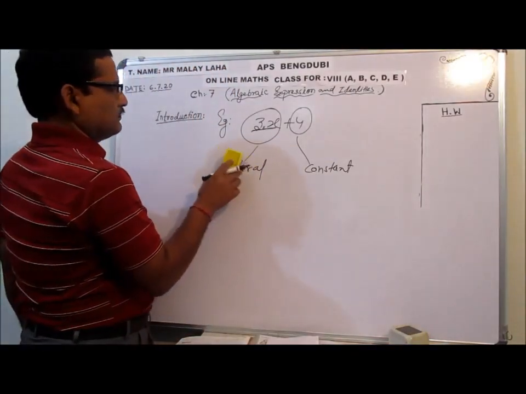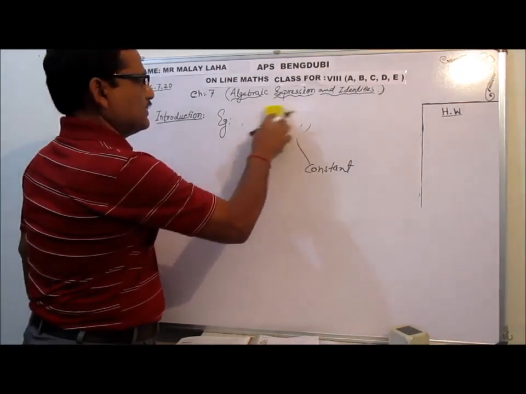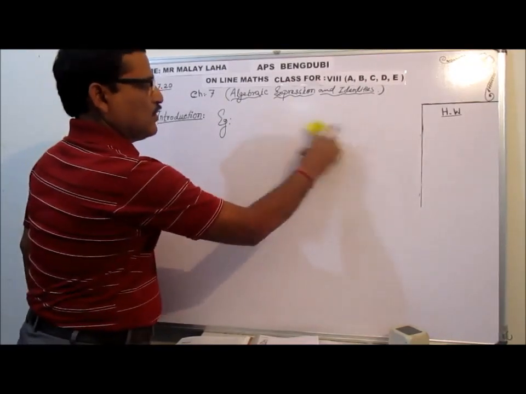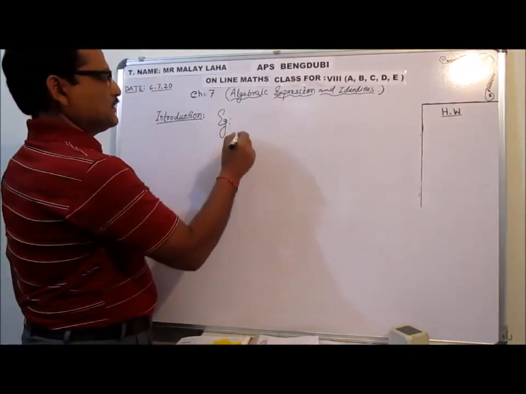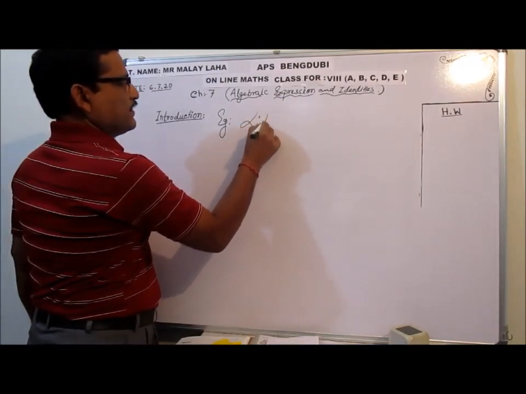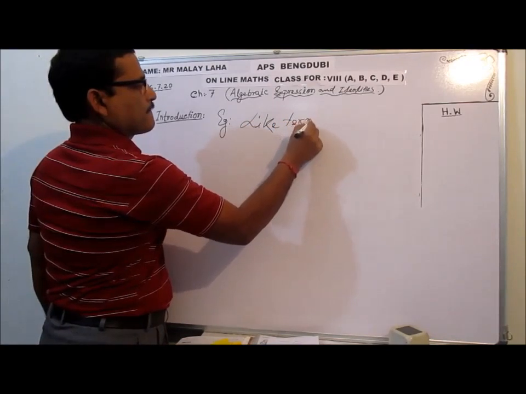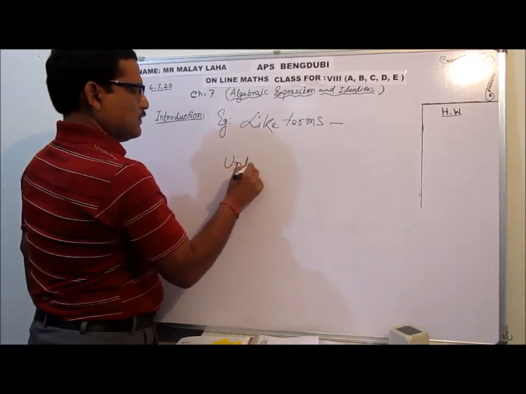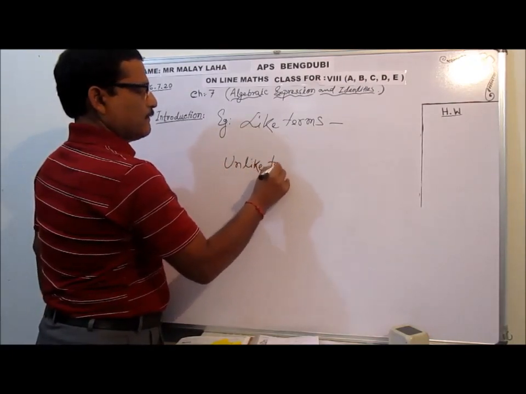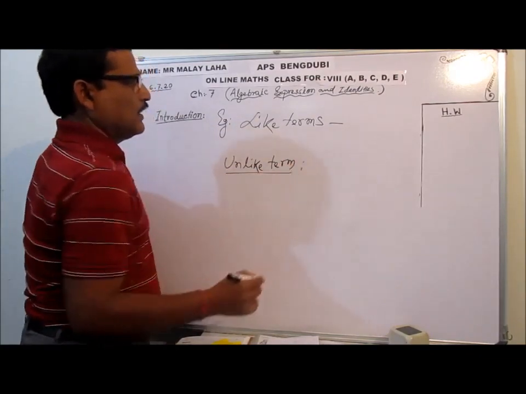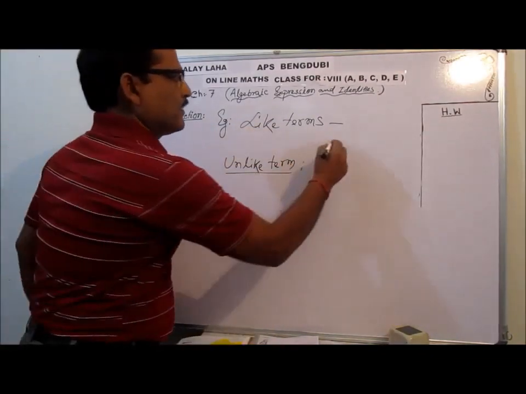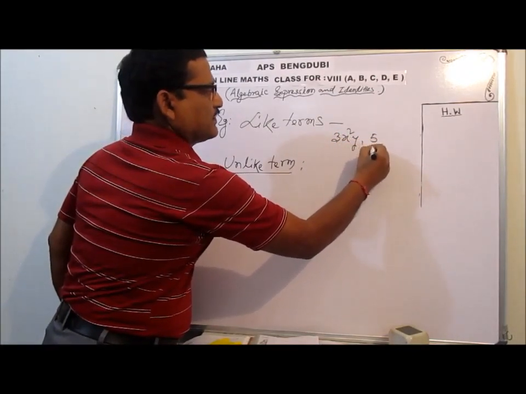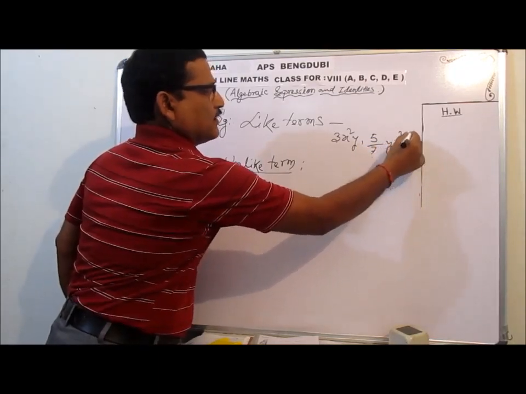After factors, I am coming to terms. As I said, an expression may be one term or many terms. Terms are again divided into like terms and unlike terms. What are like terms? Say 3x²y and 5/7 yx².